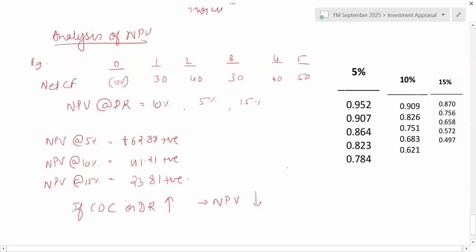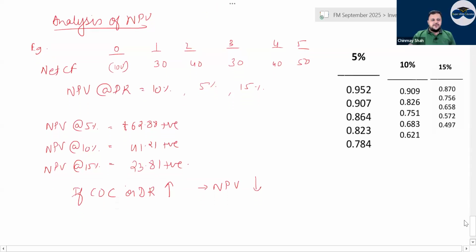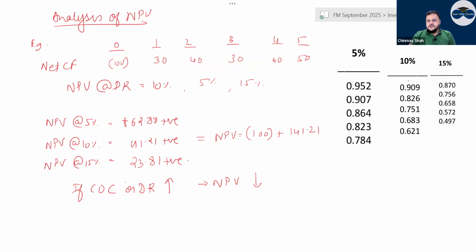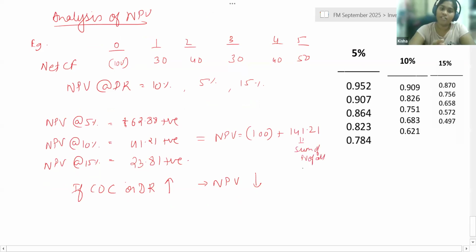Ab just take this 5%. Help me solve this 5 or 10%, whatever, 41.21. Now see, logically, if I dismantle this, see here NPV will be equal to what? Have a look. Just a second. You must have done like this, sir, 100 negative plus 141.21. Correct or not? Everybody? Anybody who does not understand this, tell me. This is what? Sum of present value of all future cash flows.